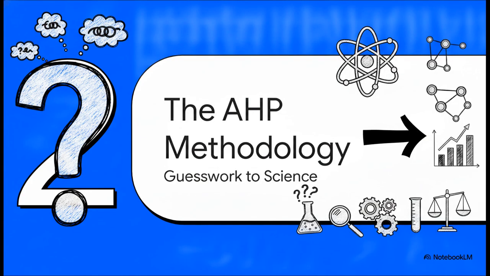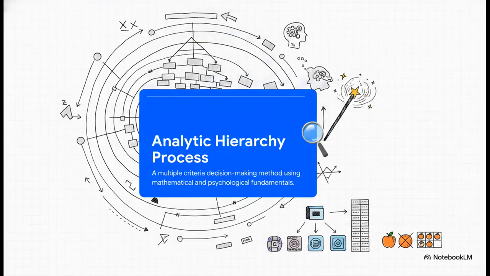Moving on to part two, the AHP methodology solution. This is where we go from guesswork to actual science. So here's where it gets really interesting. How do we bring rigorous science into what's normally a totally subjective choice? Enter the Analytic Hierarchy Process, or AHP. It sounds a bit academic, but it's basically a method that uses both math and psychology to organize incredibly complex decisions. Think of it as our secret weapon against software chaos.